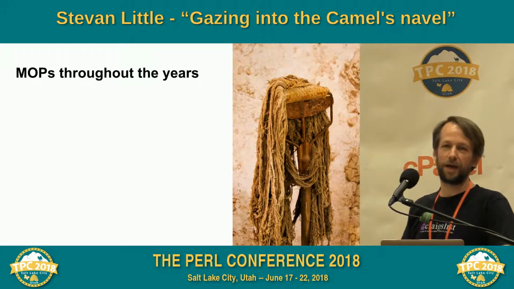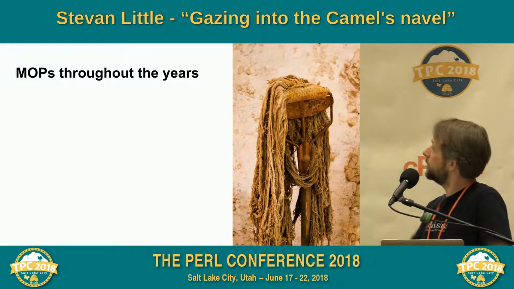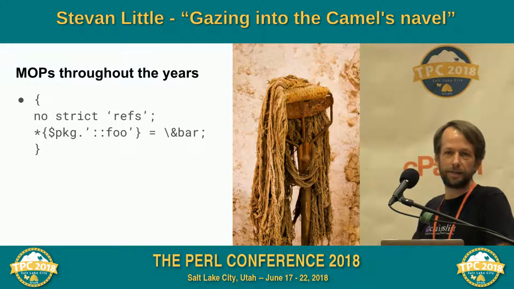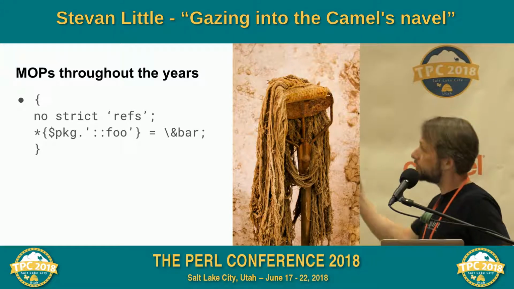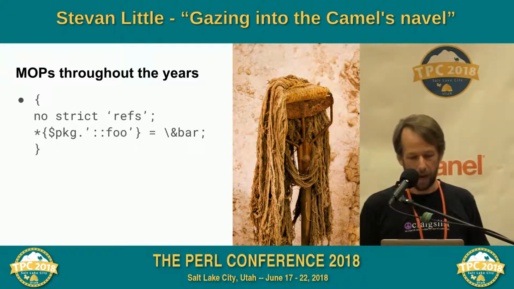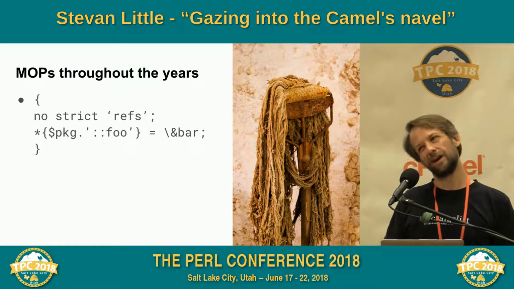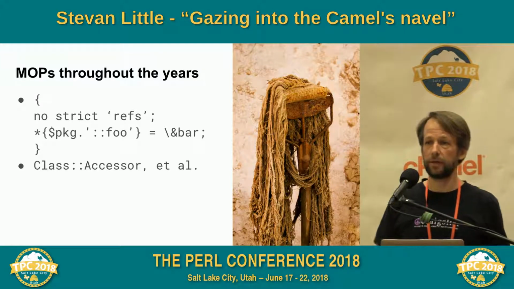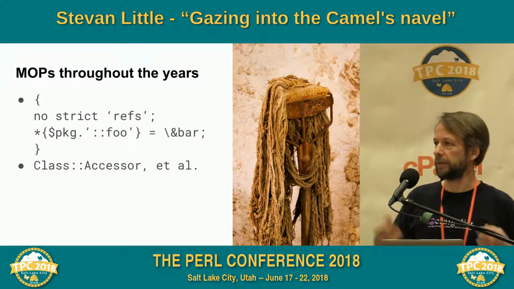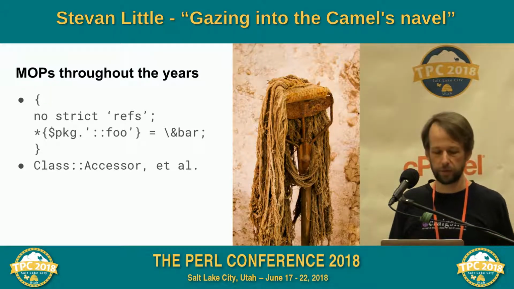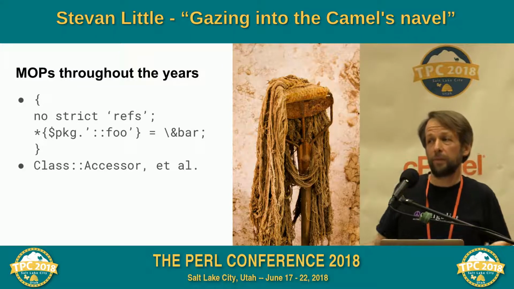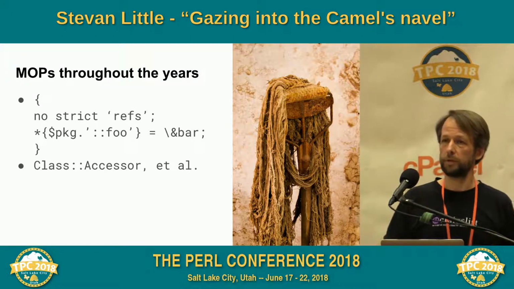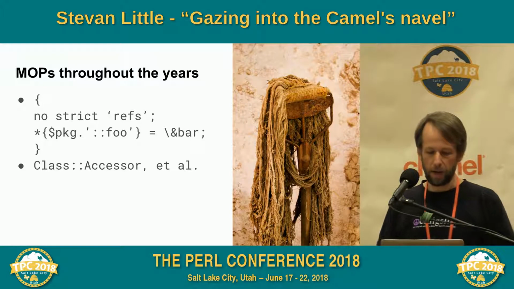MOPs throughout the years. This isn't the first one, and I didn't write the first one either. The very first one is that. That right there is an API to your classes and to your packages, methods, whatever. But it's a little kind of ugly and obtuse. Also Class::Accessor and Class::Method::Maker, all those things that would auto-generate accessors and other methods for you, those two are kind of a bit of a MOP there. It's also an API towards your classes and things like that.